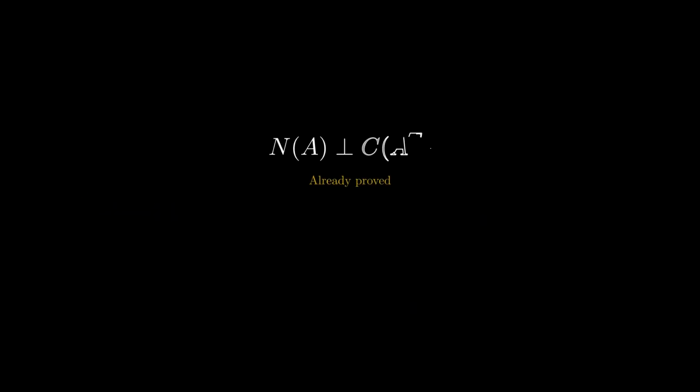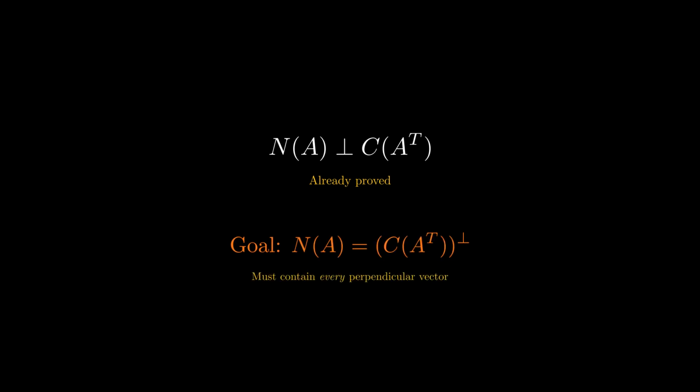So the null space is perpendicular to the row space, but we need something stronger. The null space must contain every vector perpendicular to the row space, with none hiding outside. This is the distinction between orthogonal and orthogonal complement. Let's compare these two concepts side by side.